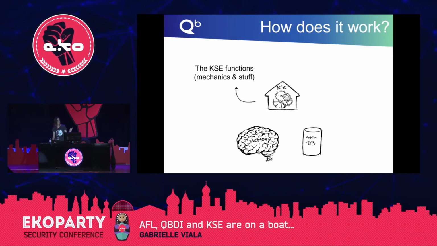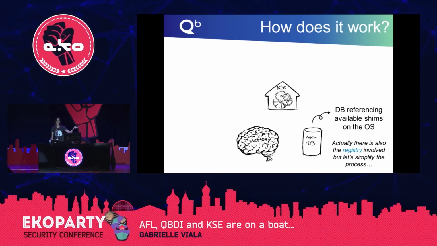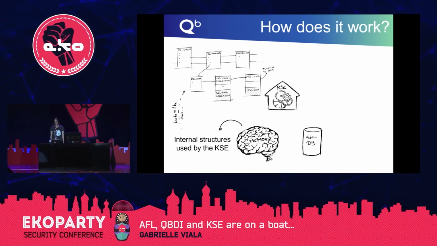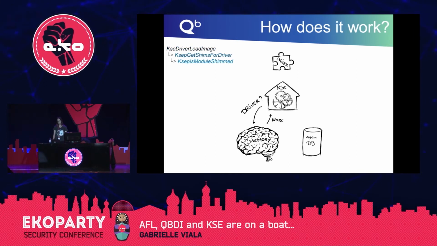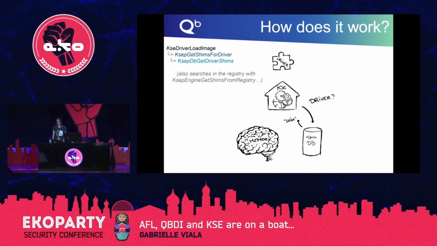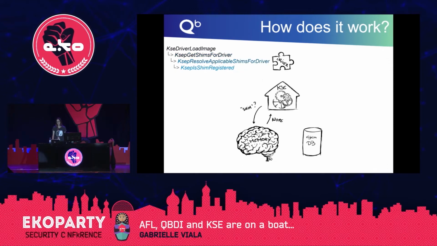Here you have the KSE function, that means all the mechanism, the DB I presented a few slides before, and the internal structures used by the KSE that are in memory. So when a driver is loaded, the KSE is in charge of knowing if it needs to patch it or not. First, it tries to look in its internal structures to know if it already knows this driver. If not, it will retrieve the shim that can be applied on the driver in the DB.